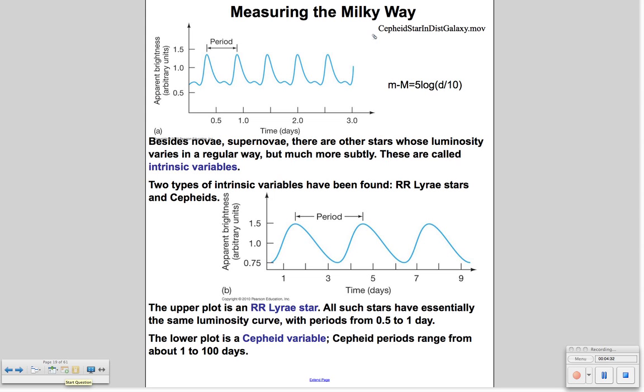In any case, the rate at which they oscillate enables us to find their actual luminosities. Then we can use this formula. Once we know the apparent luminosity and the actual luminosity of a star, we can use that formula to calculate the distance of the star, which is right here.